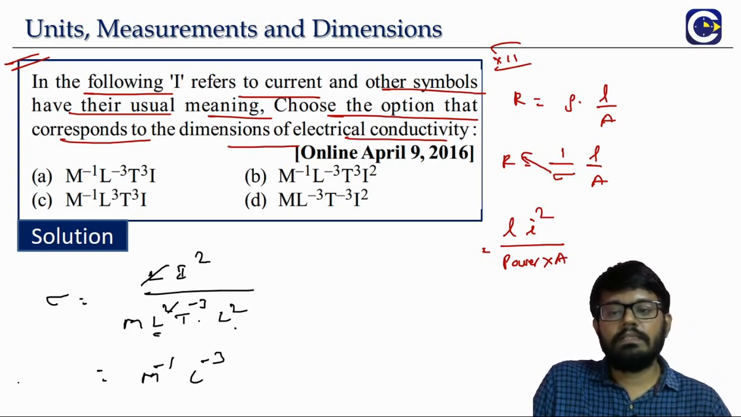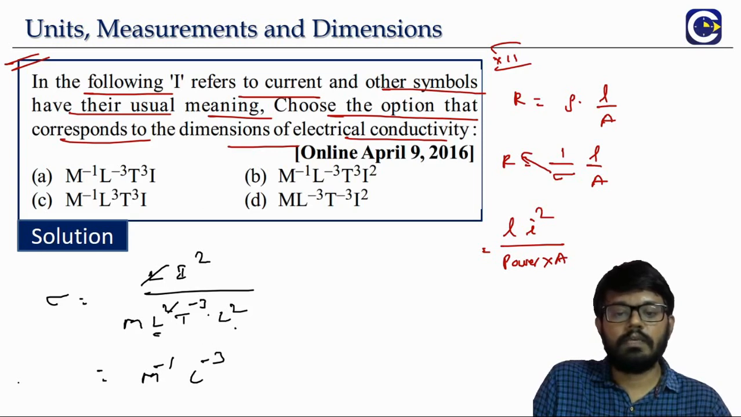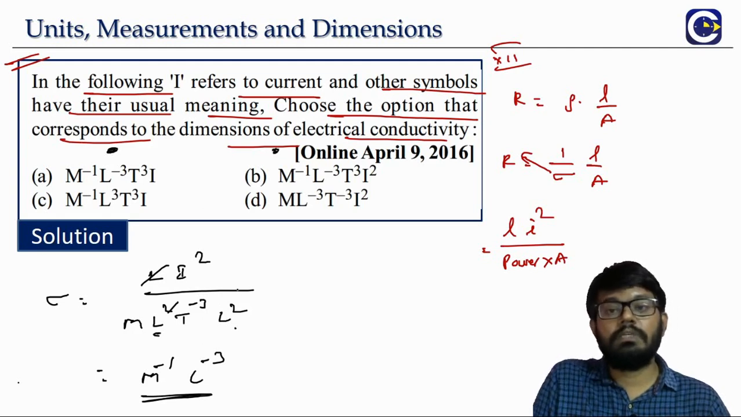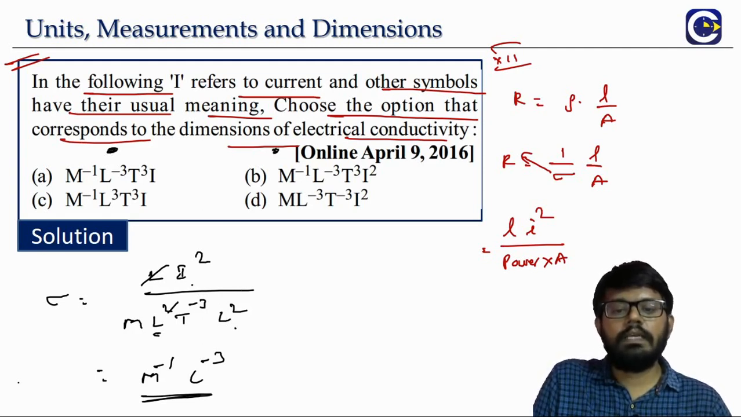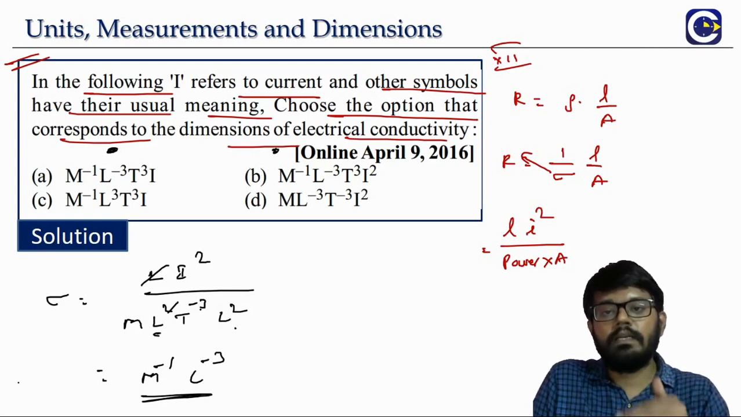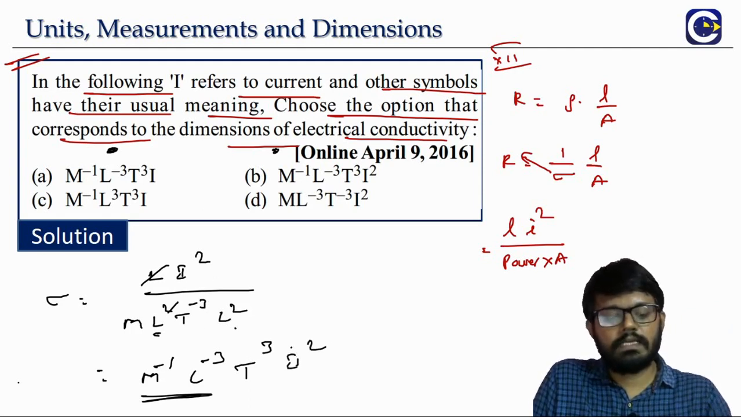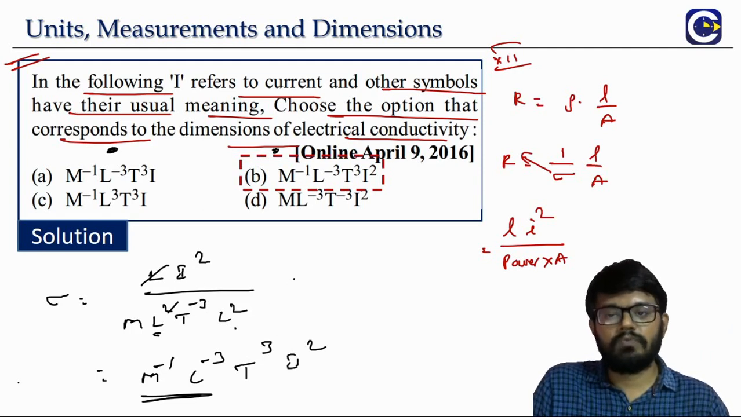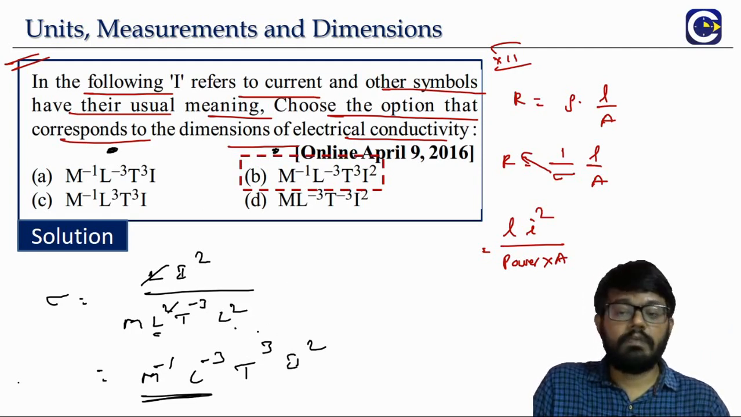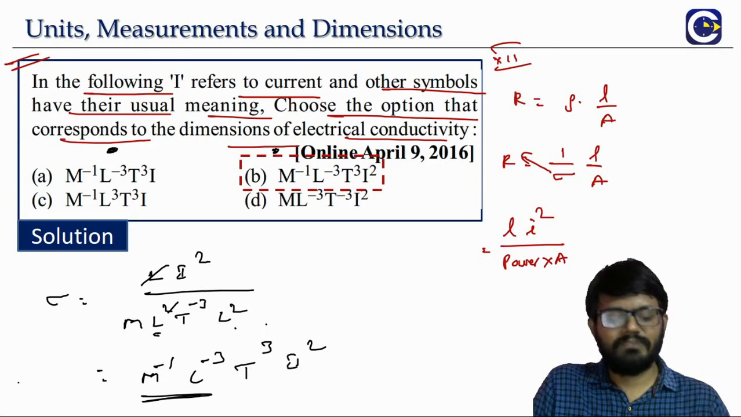Okay. Then what else is there? By now we cannot conclude the answer. Because you see, M power minus 1, L power minus 3 is coming in 2 answers, option A as well as option B. Then look at it. What is the power of T? T power minus 3 is in the denominator. Take it up. Then I square. So what is the correct answer? It is option B. M power minus 1, L power minus 3, T power 3 and I square.